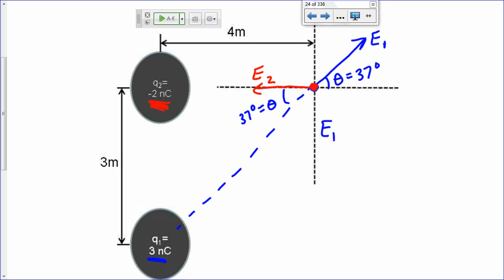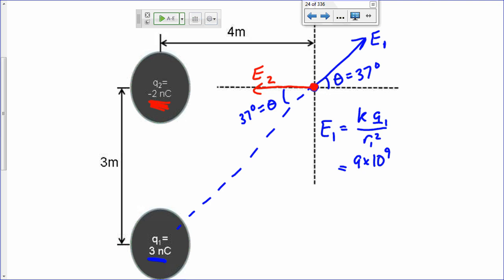So E1 is going to be K Q1 over R1 squared, and I want to put in my values here. K is 9 times 10 to the 9th. Remember, that's Coulomb's constant. It has Coulomb's constant in it because the electric field is defined based on Coulomb's law. 9 times 10 to the 9th is easier to remember and use, but I don't care, you can use it.